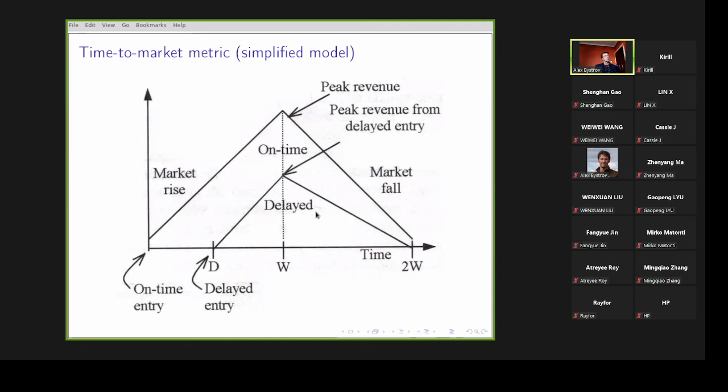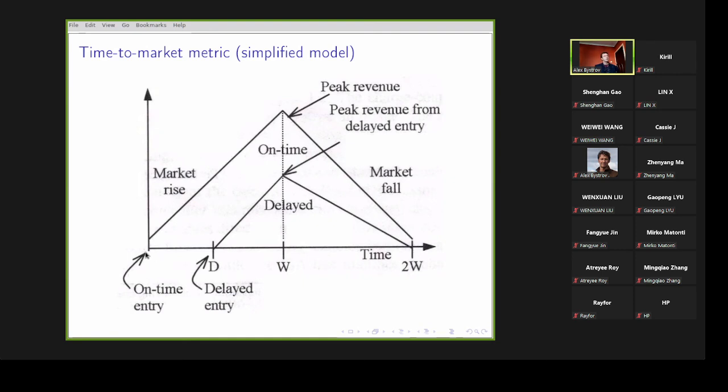That's the first product, that's the second product, and the second product was delayed by some time D. Right? This is the peak revenue, so sales go up, and at some point it's the end of the life of the product, roughly twice the time to the peak from the beginning. It's when the product is substituted by a different one, so it makes no sense to produce after that.